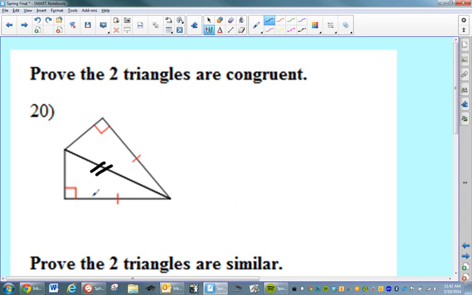You can do a two-column proof, where you give these letters, you call these AB, and you can say that AB is congruent to AB by the reflexive property, the triangles are congruent.